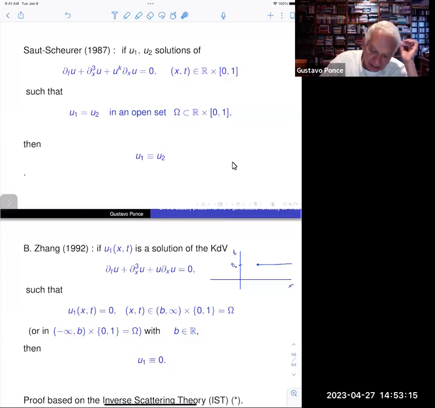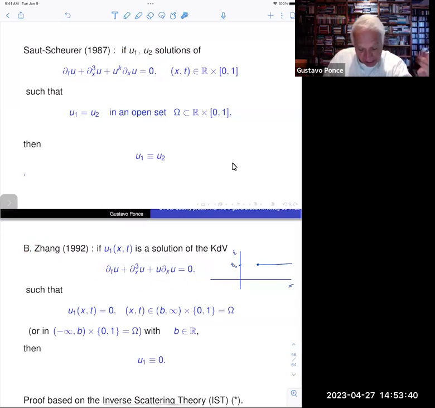Okay, what is the difference? See, here you are asking for two different solutions. When you have two different solutions, you are working with an equation that is satisfied by the difference of two solutions. That is different, it's not this one, it's more complicated. But since he's using inverse scattering, he needs to work with the equation.